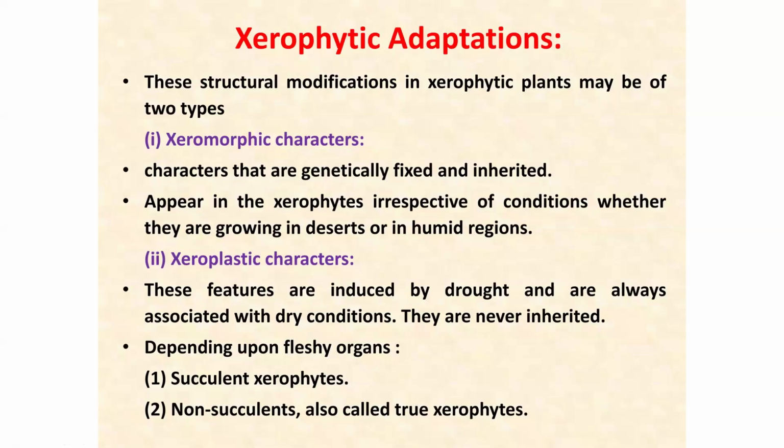When water is available, they store it in the leaves or stems, and during unfavorable dry conditions, they can use this water for their metabolic activity. So they are called succulent xerophytes. Non-succulents mean they cannot preserve the water, so they are called true xerophytes.